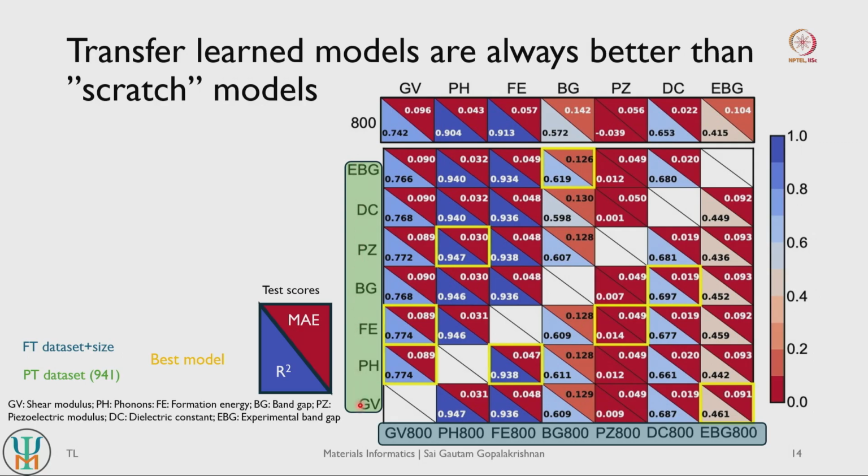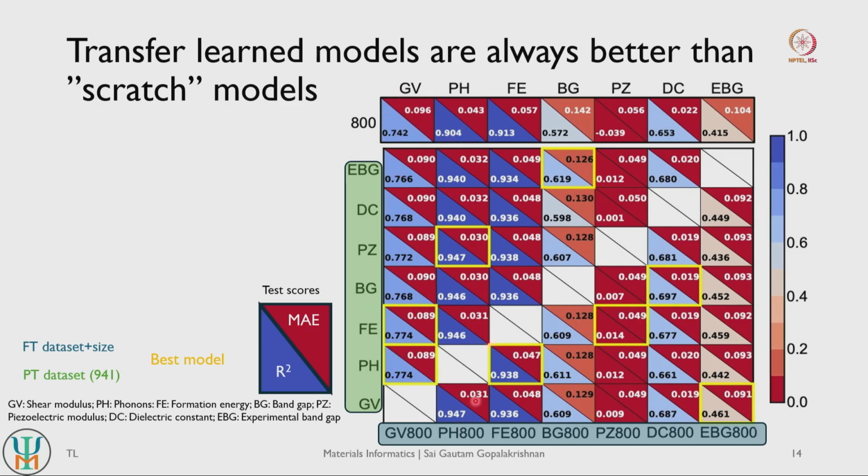So the y-axis here corresponds to your pre-training data set. The x-axis basically corresponds to the fine-tuning data set along with the size of the data set itself. You see that the size of the data set is the same throughout. So you can compare the performance of all the models across each column. All of these transfer learned models are trying to predict shear modulus. So you can compare the performance of all of these models and also the corresponding scratch model.